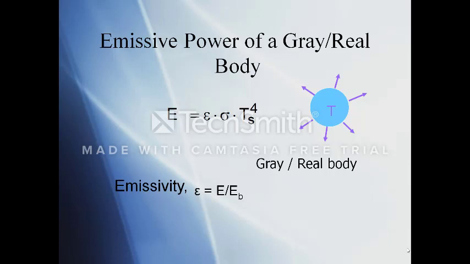So emissivity of black body is always 1 by the very definition of emissivity, while epsilon will be less than 1 for any gray body. From this you can write emissive power of a gray body is equal to epsilon into sigma into T_s power 4.